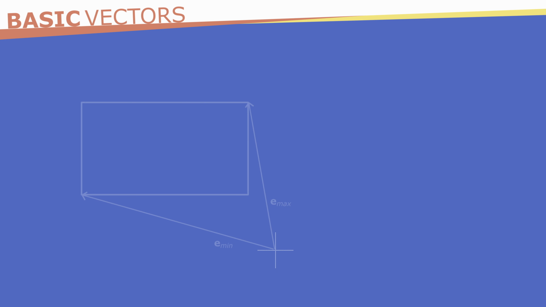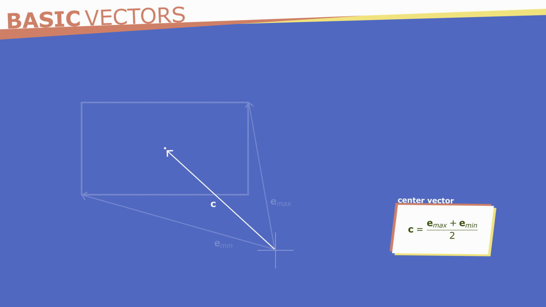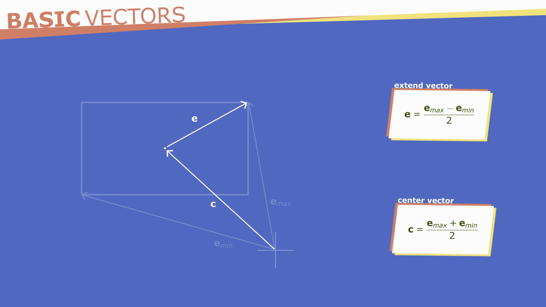Let us compute the two other vectors from the min and max vectors. The first is the center vector C, which represents the center point of the box. The resulting vector is just at the halfway of the added min-max vectors. The second is the extent vector E, which is the half vector of the vector between the min and the max vectors. Together those two vectors could be used as the AABB representation in the first place.